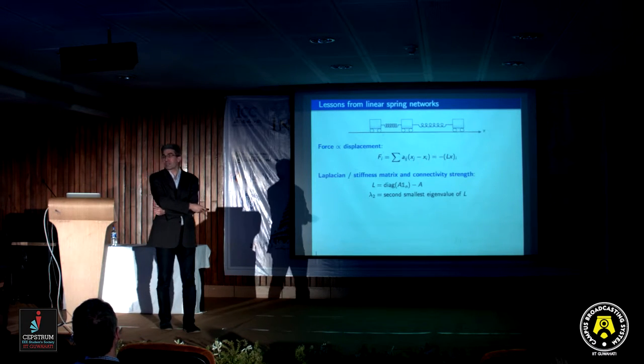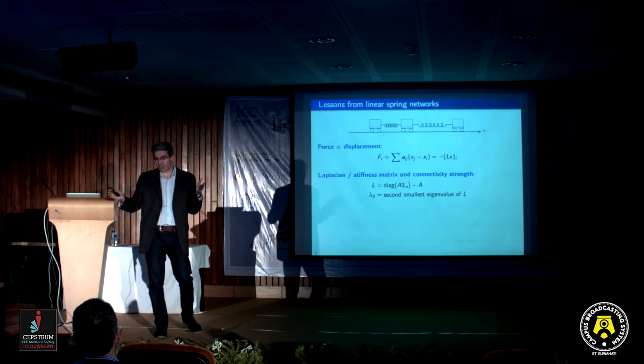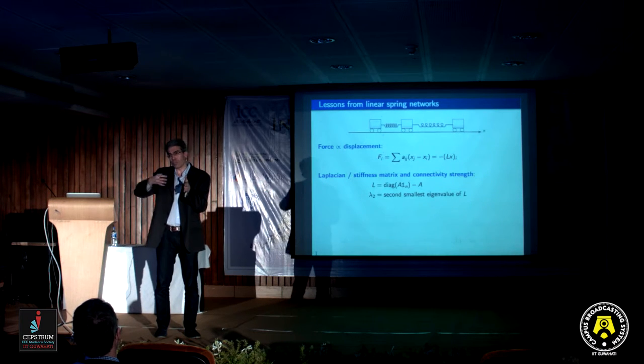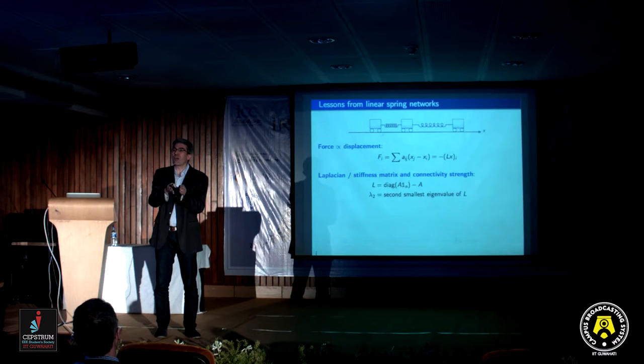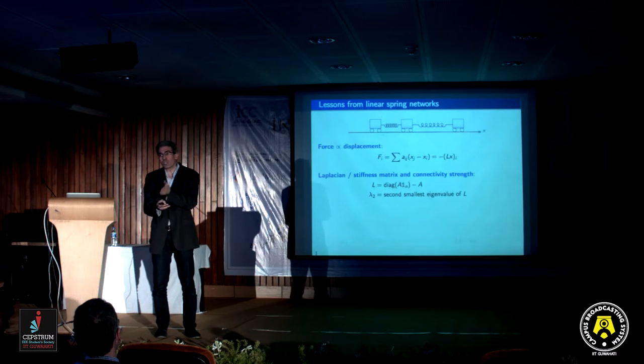So if the graph is undirected, L is symmetric. The eigenvalues are real. One we know is at zero. All of the others are positive or zero. So lambda 2 is the smallest. If the graph is connected, lambda 2 is strictly positive. Otherwise, lambda 2 is zero. But I'm going to assume my graph is connected, so lambda 2 is positive.